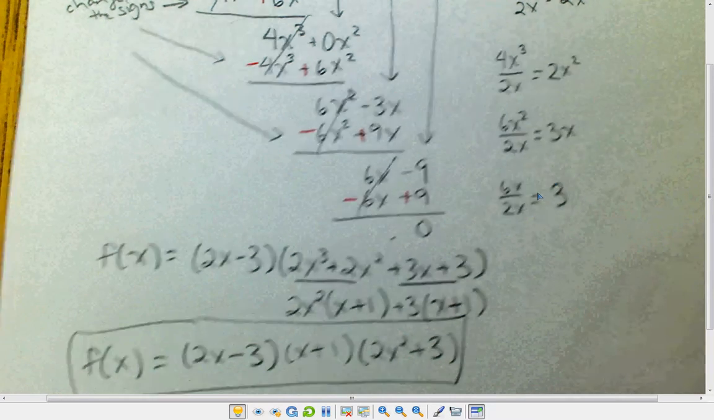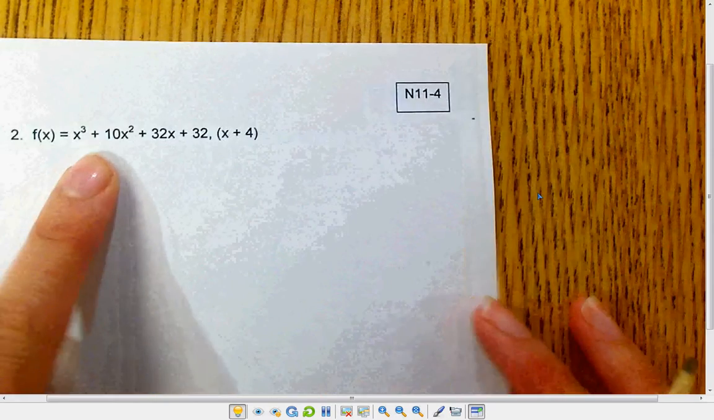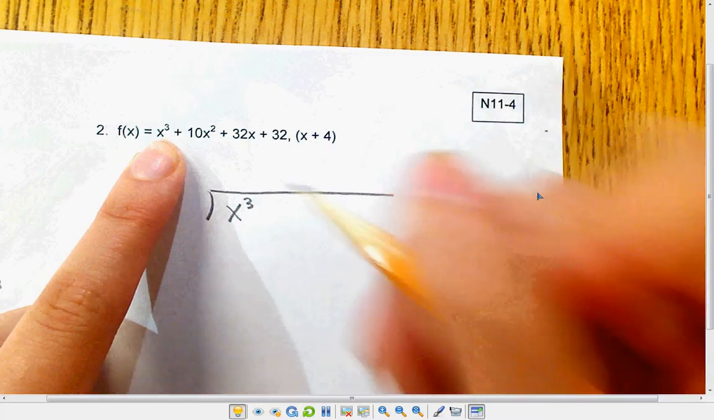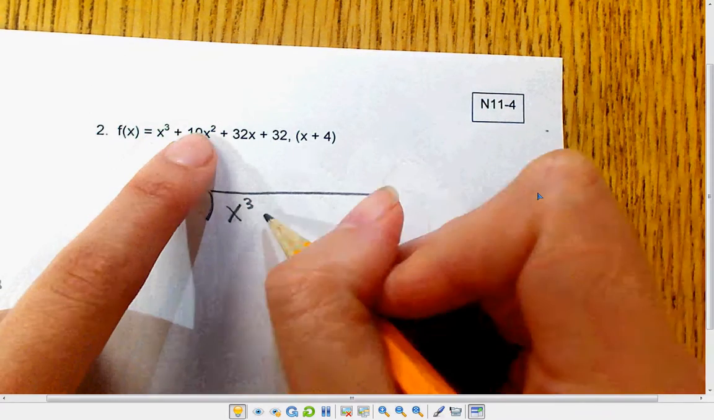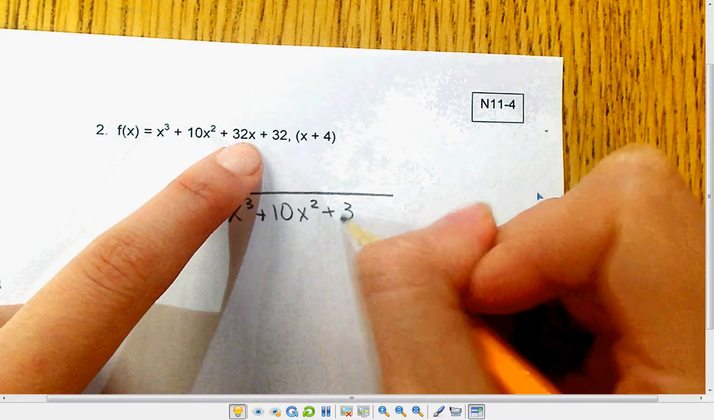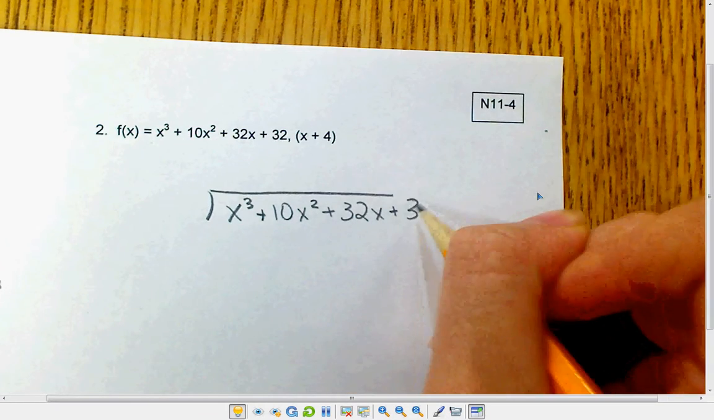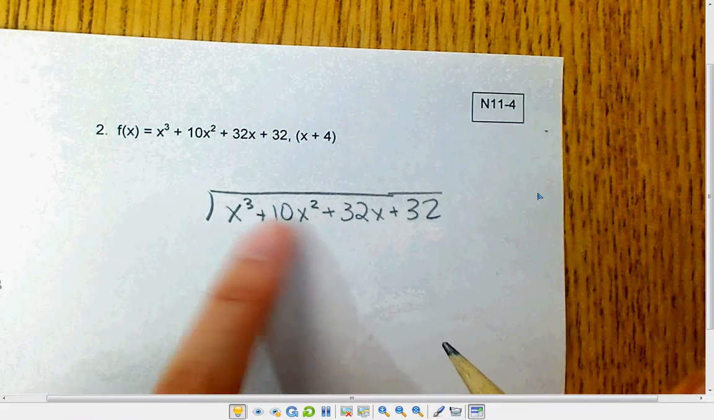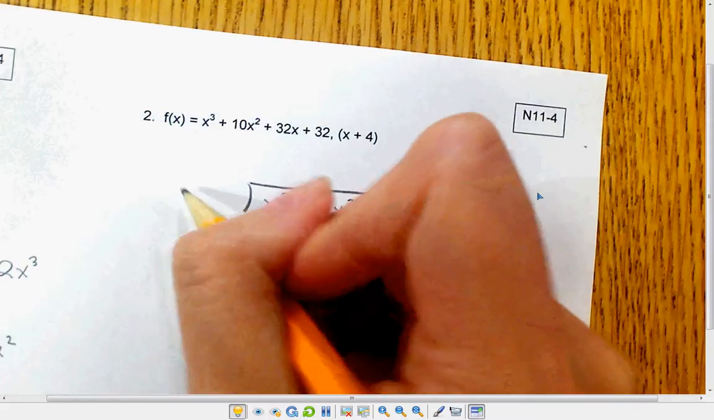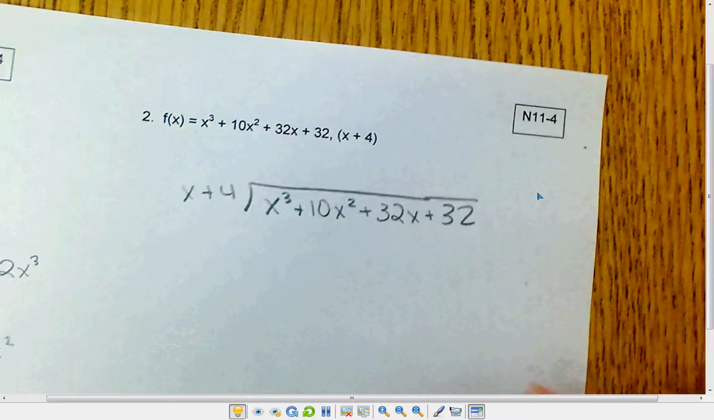Okay, let's look at problem number 2. So same idea, we're going to set this up. We're going to write the big function underneath, and let's make sure we're not skipping any. This is x to the third, our next one should be x squared. Our next one should just be 1x, yep, and 32, right. So this one doesn't have any zeros that we need to fill in, because we have one of every term. And we're dividing it by x plus 4.